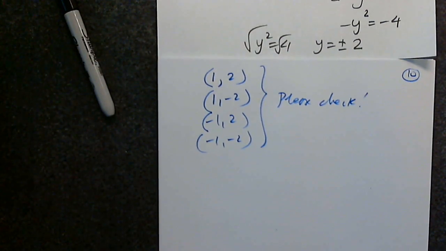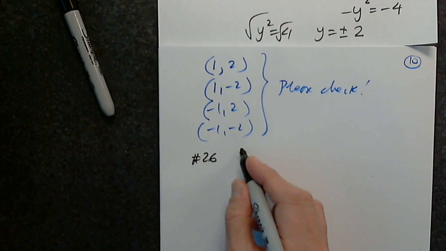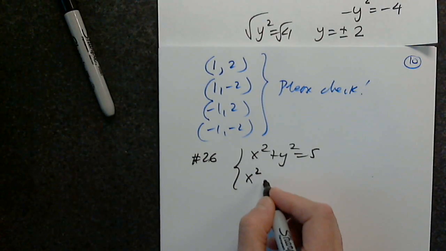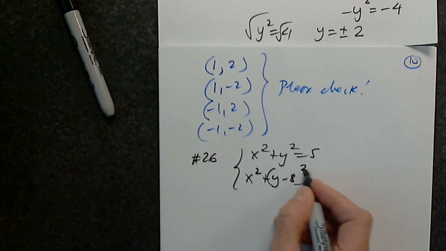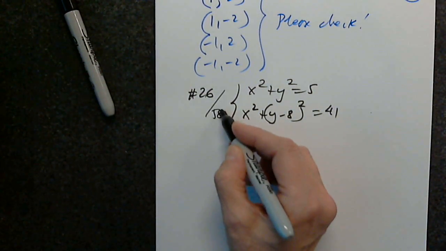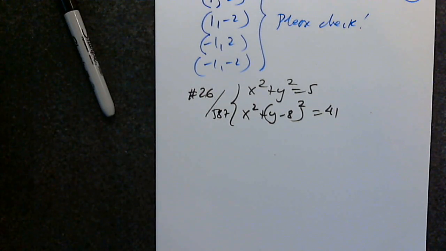Okay, so let's look at problem 26. x squared plus y squared equals 5, and x squared plus (y minus 8) squared equals 41. This is 26 on page 587. We can use substitution on this if we wanted to. We could use elimination if we wanted to, but we wanted to use elimination.